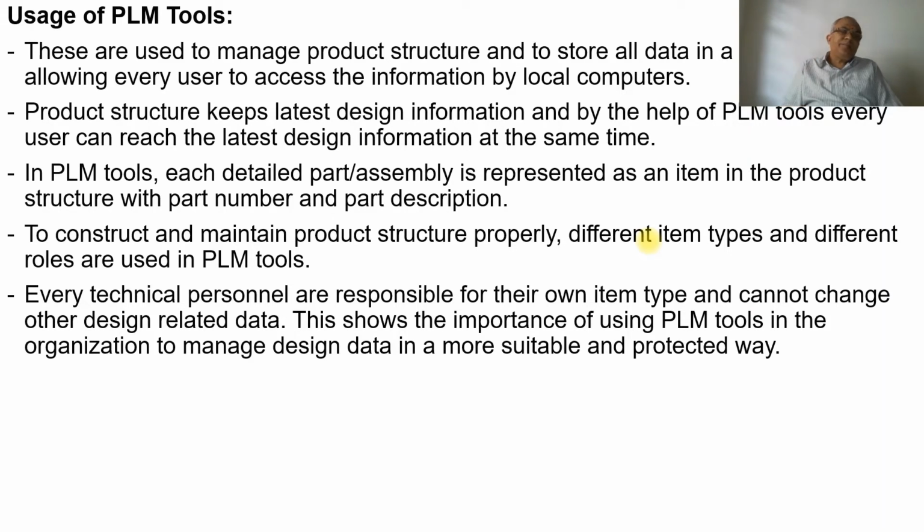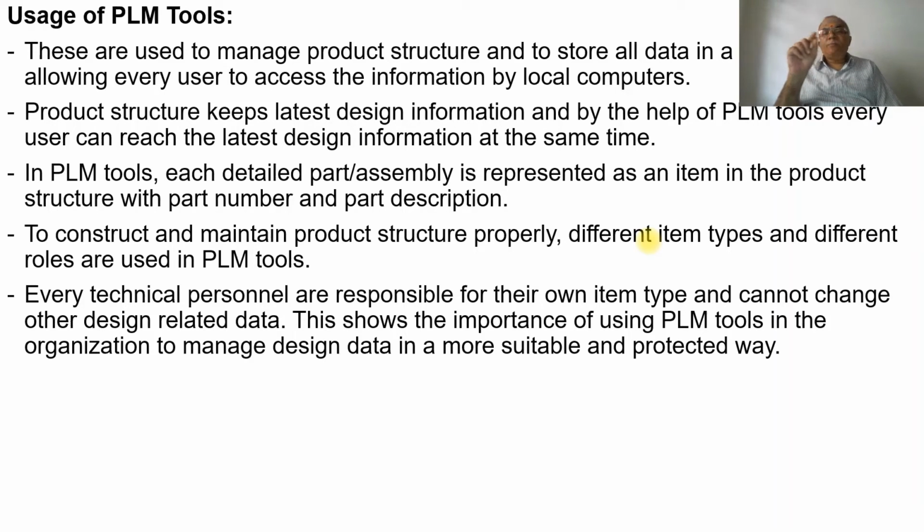In PLM tools, each detailed part or assembly is represented as an item in the product structure with a part number and part description. So this is the main consideration. If you have 10 parts, then we are going to have 10 serial numbers, and each part will have its own description. Suppose part number 1 is a bolt and part number 2 is a nut. So in the drawing you are going to specify them as part number 1 and part number 2.